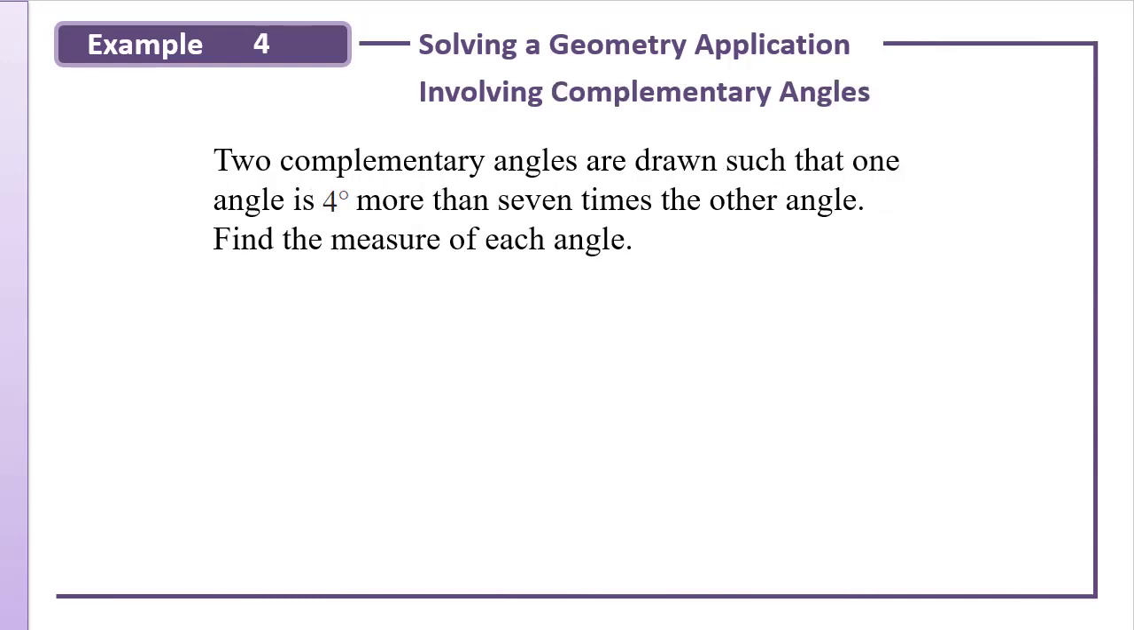Let's look at another example. Two complementary angles are drawn such that one angle is 4 degrees more than 7 times the other angle. Find the measure of each angle. So again, I would go, oh, it's measures, it's angles, it's talking about that kind of stuff. That's kind of a geometry thing. I'm going to need to know some formulas possibly. Now I'm going to draw myself a picture.